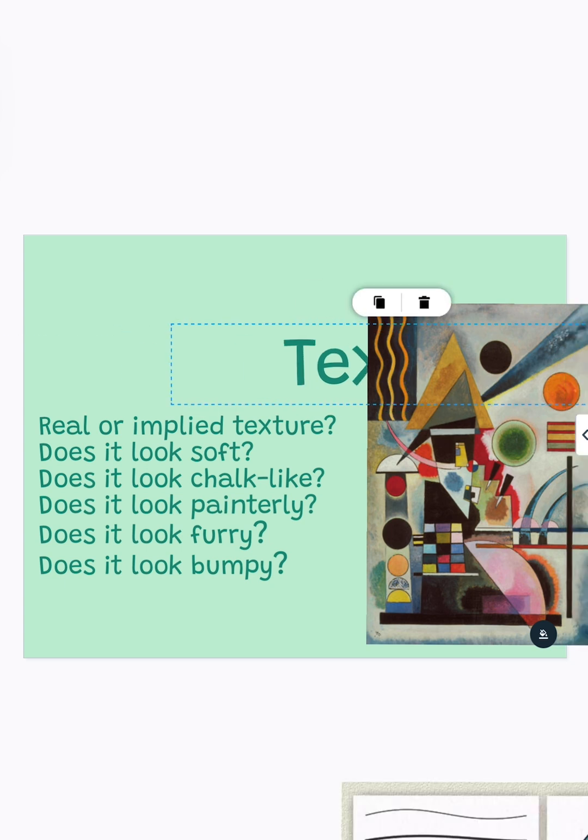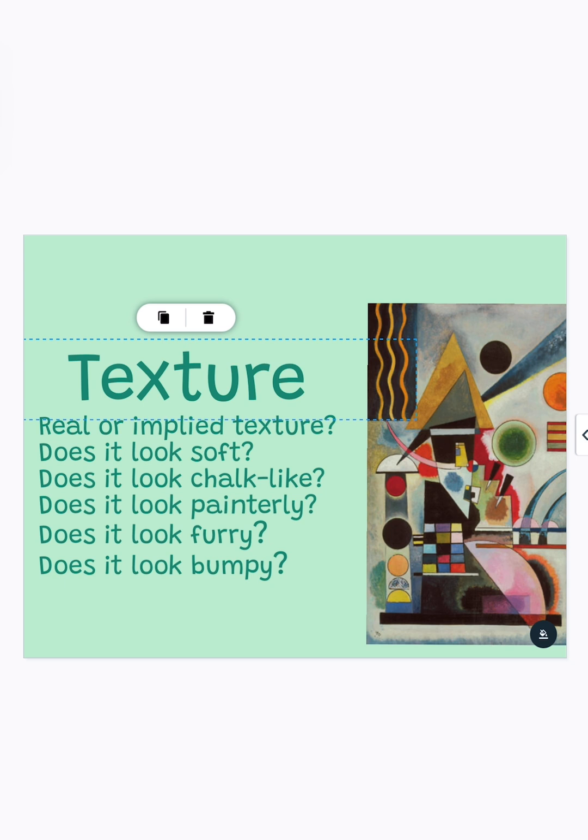Okay, so texture, once again, can be what we call implied. So if it doesn't really exist, so if it looks like perhaps the hair is rendered on like a cat, but it's a painting, so it doesn't actually feel like hair, versus if it's a sculpture of a cat and they use authentic fur, we can say that that's a real texture.